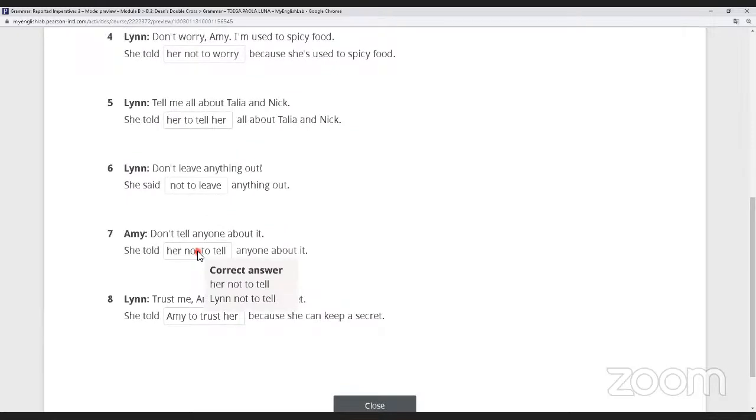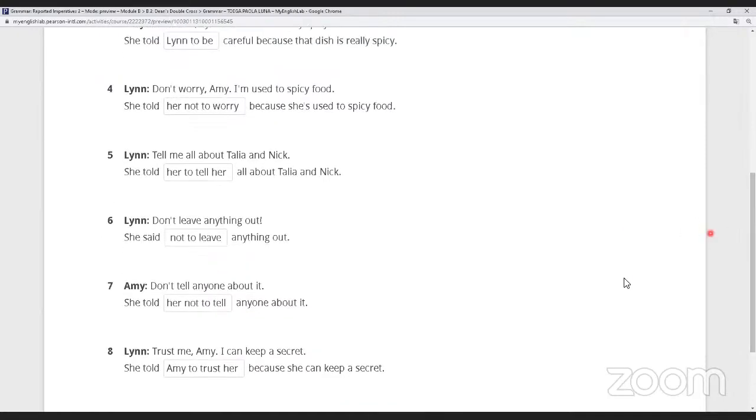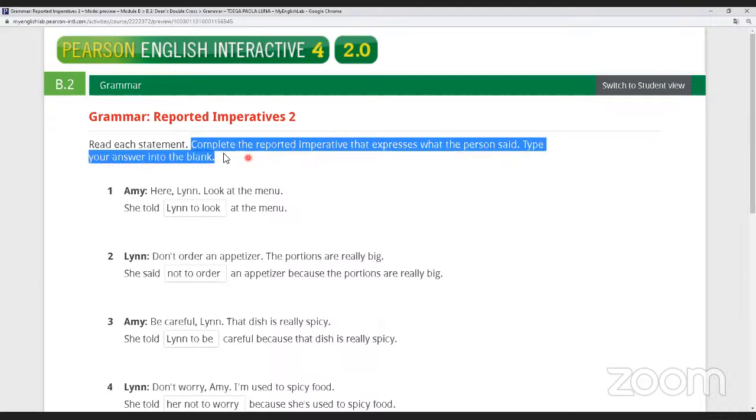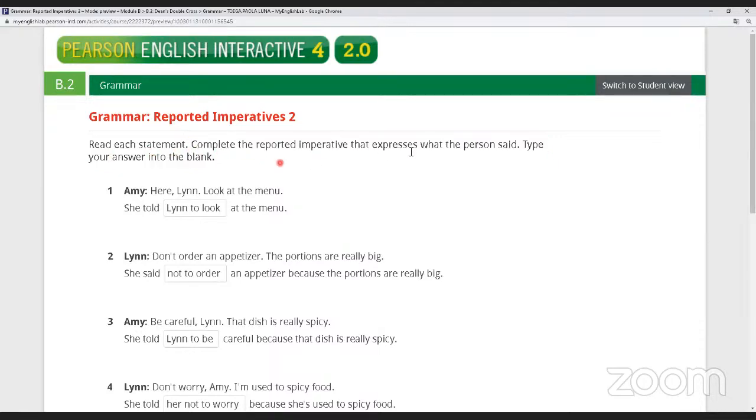And the last one, again, number 7. She told her not to tell anyone about it. Okay? Okay. Do you get it? Yes, but in the instructions it's supposed to say in a line you have to take the conversation. Yeah, already saying complete the report that expresses what the person said, right? So it was between Amy and Lynn, right?